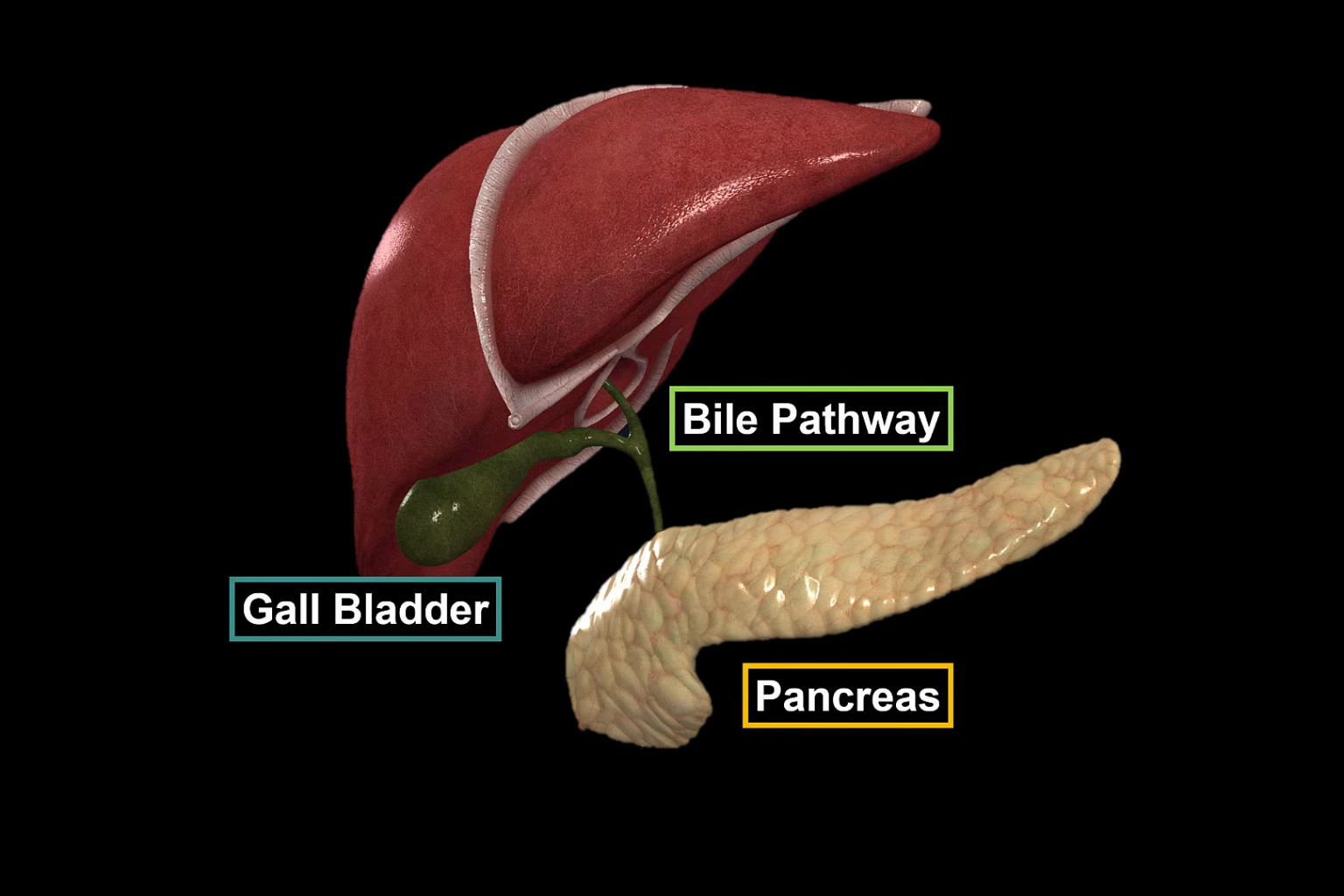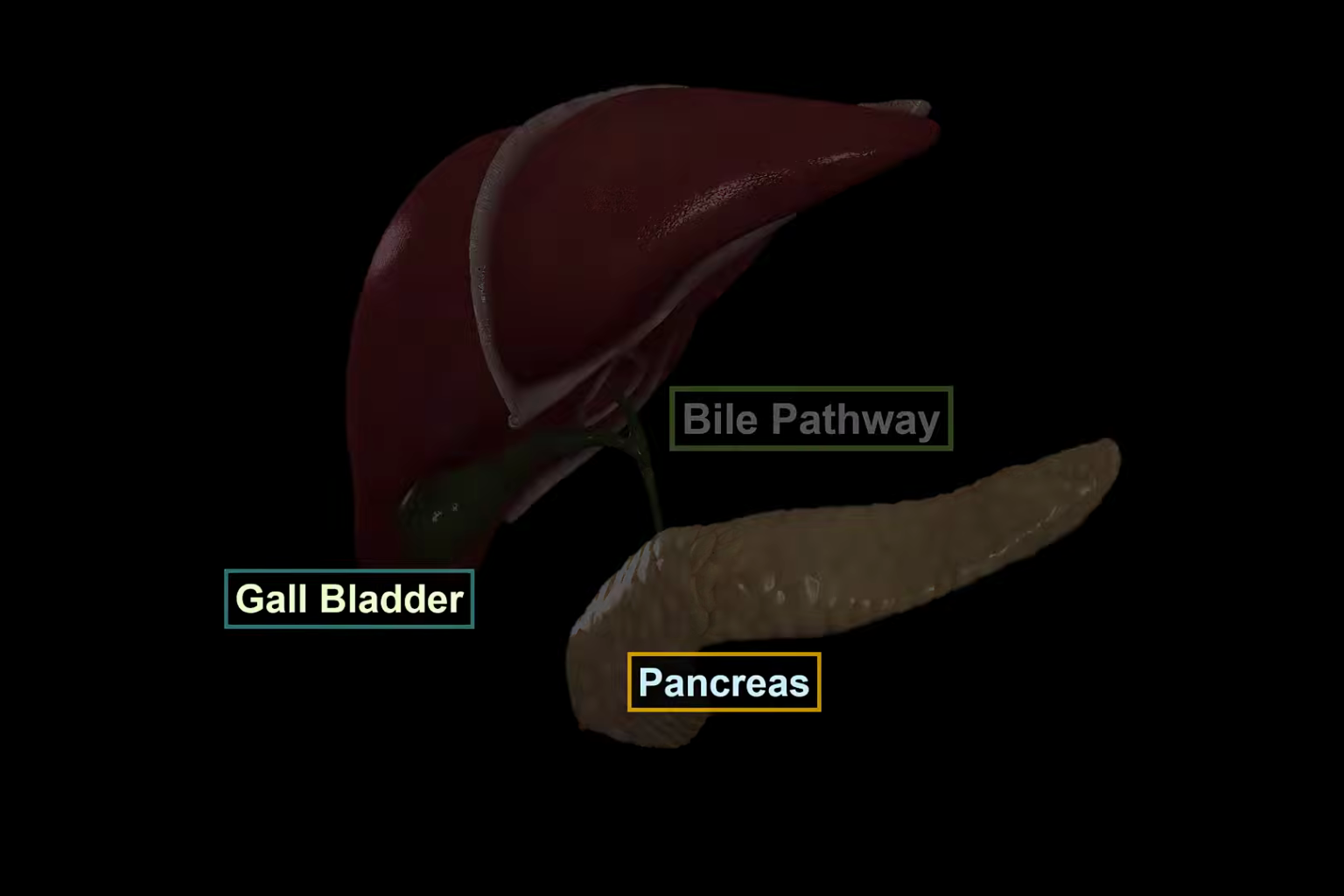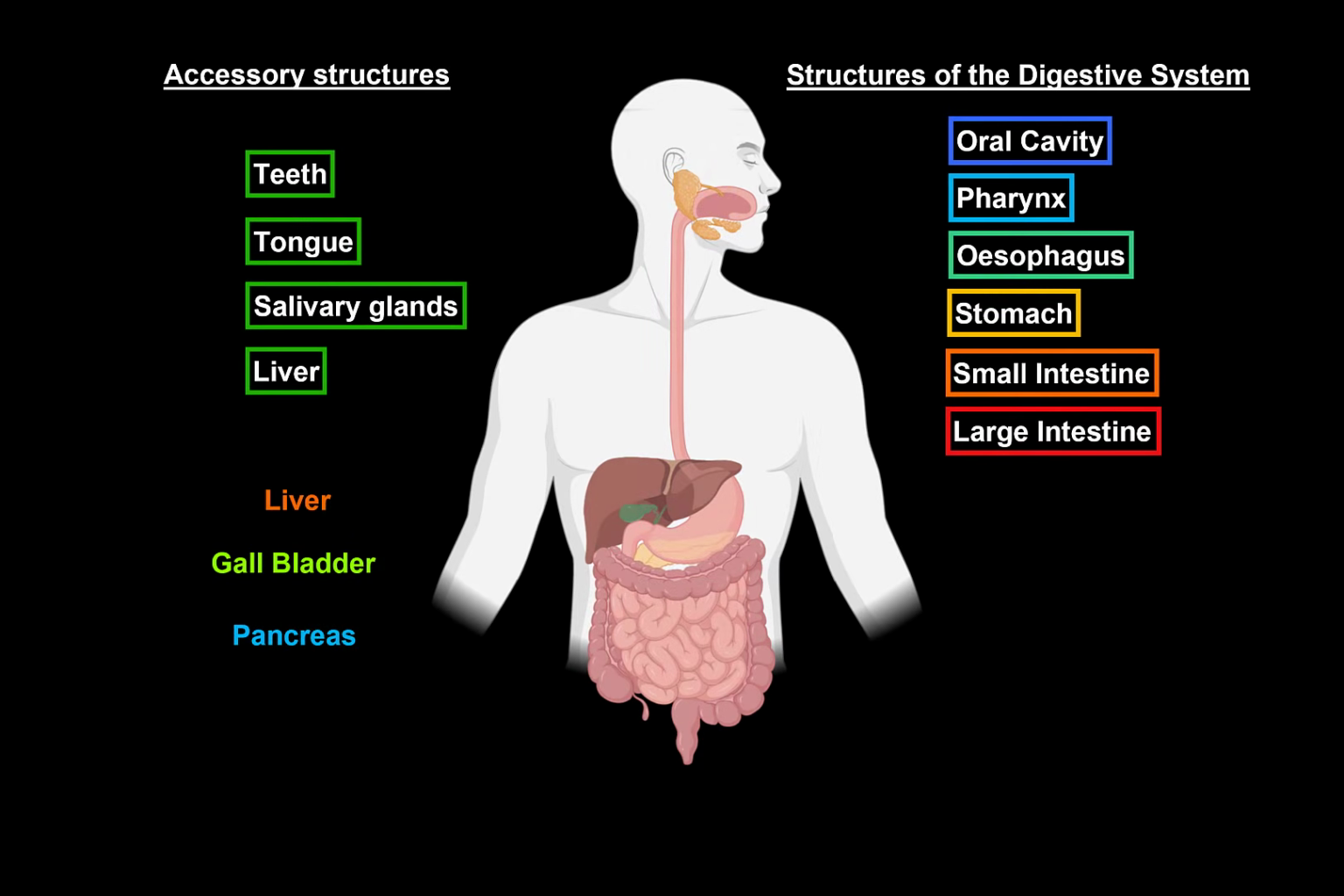Hey, what's up? Meditate here, and in this video we're going to go through the anatomy of the gallbladder, bile pathway, and the pancreas, which are organs we call accessory organs. Accessory organs are not a part of the digestive tract, but they have an essential role in the actual digestion. That's why they're called accessory organs.